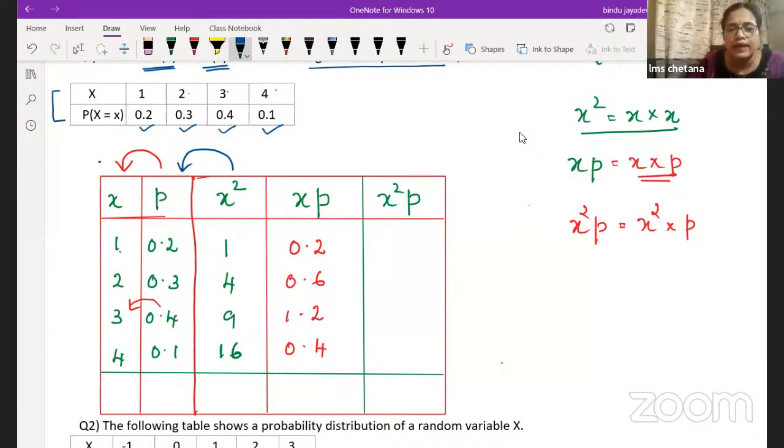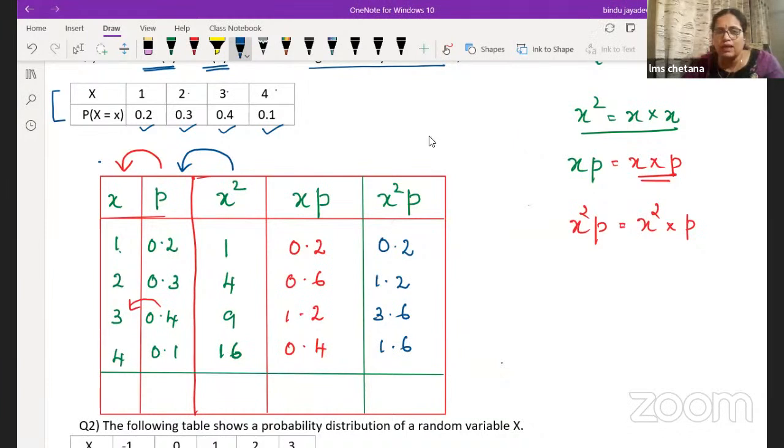Now next, x square p. 1 into 0.2 is 0.2. 4 into 0.3 is 1.2. 9 into 0.4 is 3.6. 16 into 0.1 is 1.6. I feel all of this part is completed.